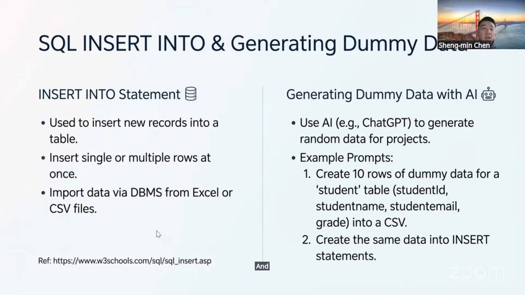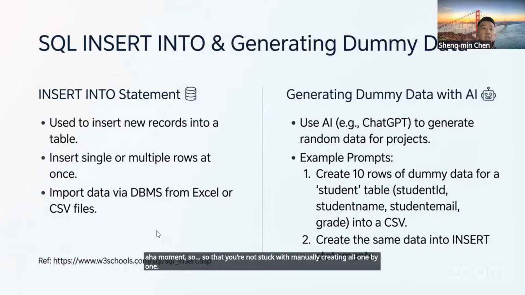And one way, obviously, is the insert into statement, right? When you do an insert into statement, you can do it by inserting one row, or you can actually do it in multiple rows at one time. Okay, so I just want to give you guys this aha moment so that you're not stuck manually creating all of them one by one, right?